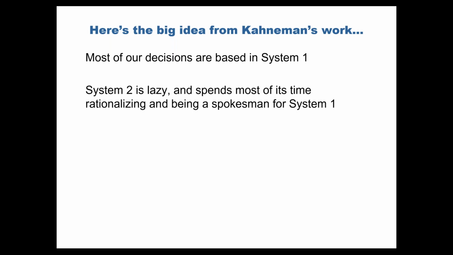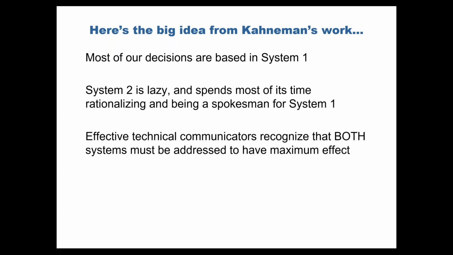And here's the big idea from Kahneman's work, and here's the big idea for you as a communicator. Most of people's reactions to you, most of our decisions, are based on system one, not system two. System two is in fact lazy. It actually takes a lot of metabolic energy to use system two. And system two, most of the time, spends its time rationalizing and being a spokesman for system one. So technical communicators, such as yourselves, have to recognize that in your audience, both systems have to be addressed for you to have maximum effect in communicating your ideas to people. You need to understand that they're simultaneously rational thinkers and also emotional beings.